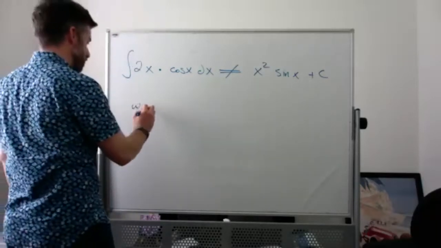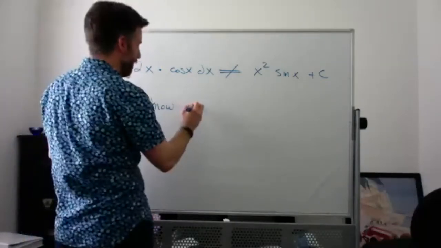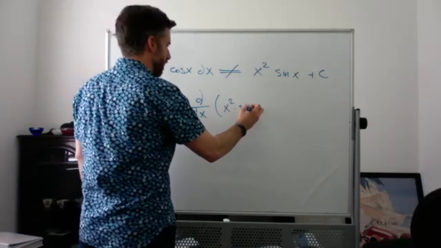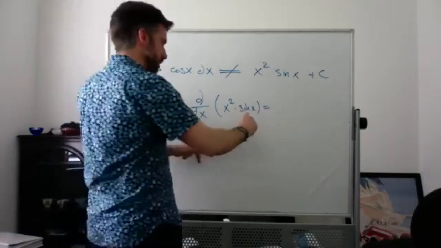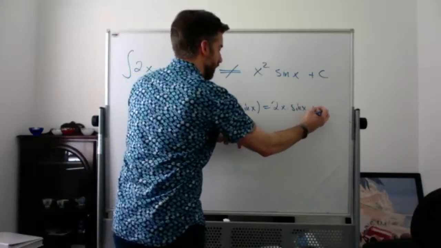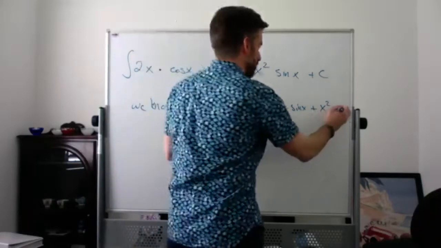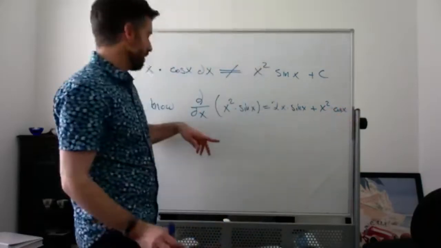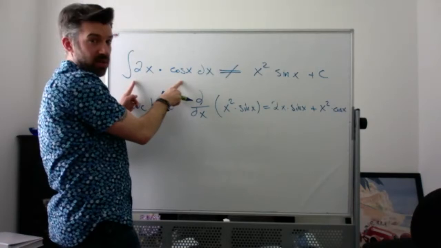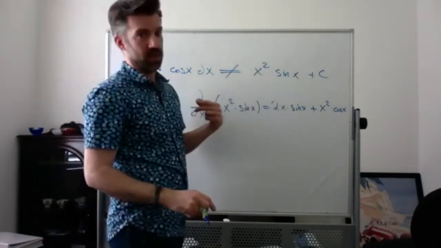We know that the derivative of the product x squared times sine of x is the derivative of the first thing, leave the other thing alone, plus then leave the first thing alone, multiplied by the derivative of sine, which is cosine of x. And clearly, the derivative of x squared sine of x is not equal to 2x times cosine of x. So the antiderivative of 2x times cosine of x is not x squared times sine of x.